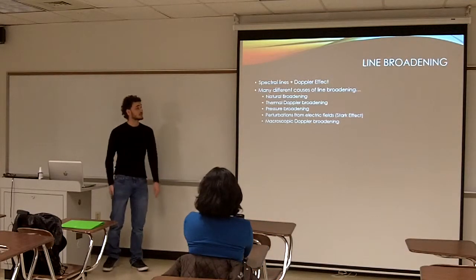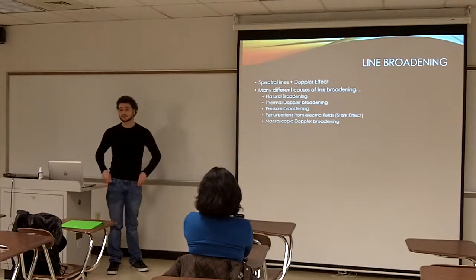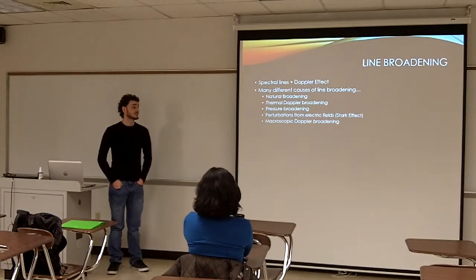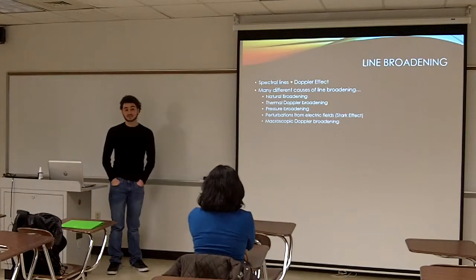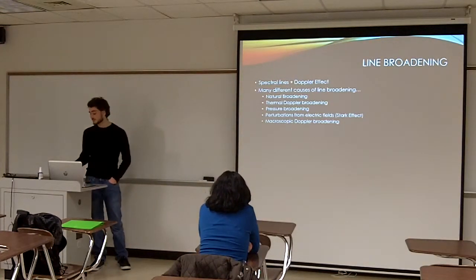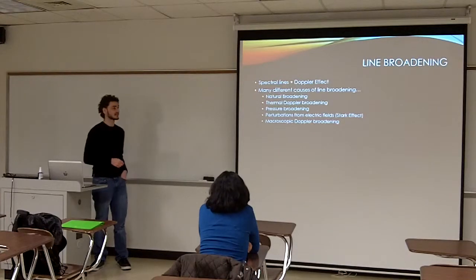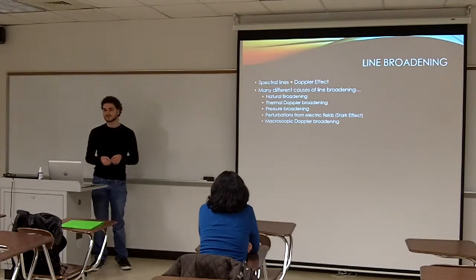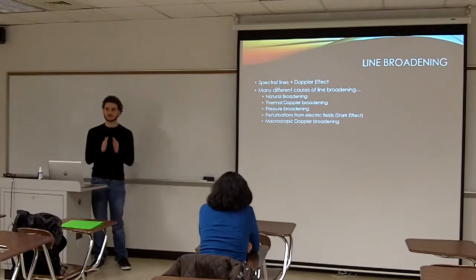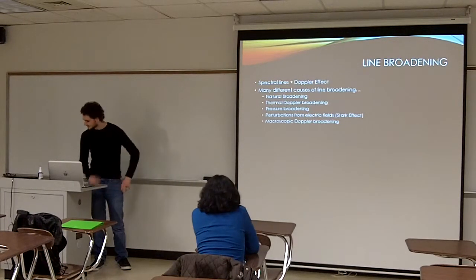Now if we combine those two things, spectral lines and the Doppler effect, you come to what I'm going to be using mostly in my project, which is line broadening. There are many different ways that a spectral line can become broadened. There's natural broadening, which is due to the Heisenberg uncertainty principle: because the time scale for the photon emission is so small, and delta E times delta T equals a constant, small delta T equals large delta E. That will cause your lines to expand.